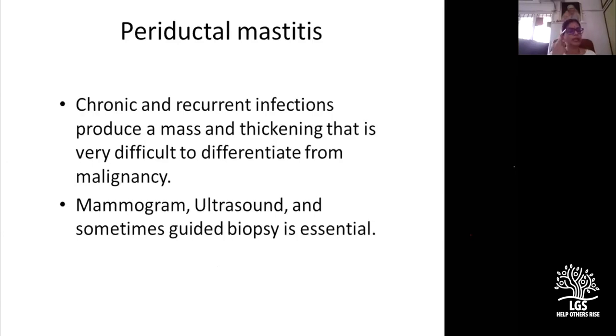So again, remember, this happens in the older, perimenopausal age group. With repeated infections, once the infection settles down, she should have a mammogram and ultrasound, and where you cannot clearly differentiate it from a malignancy, if it warrants it, do a guided biopsy as well. Every time it happens, you need a broad spectrum antibiotic, Augmentin. And sometimes when they have 3 or more episodes of infection in a year, they are fed up, you're fed up, then it is worth doing a total duct excision.